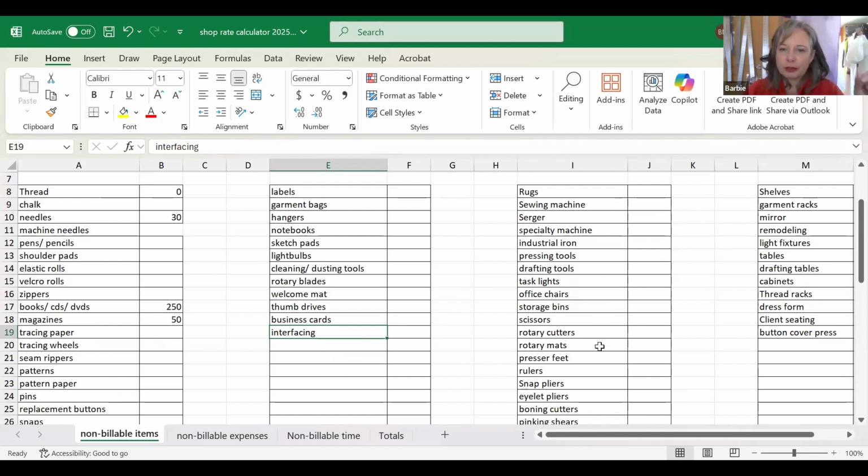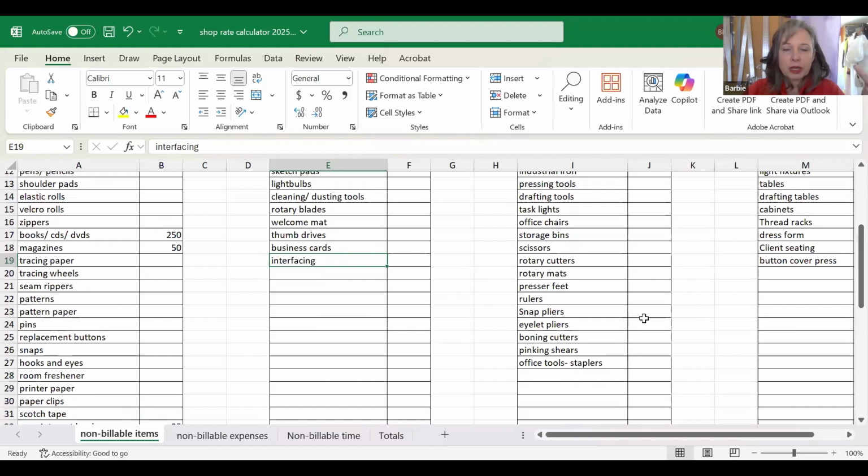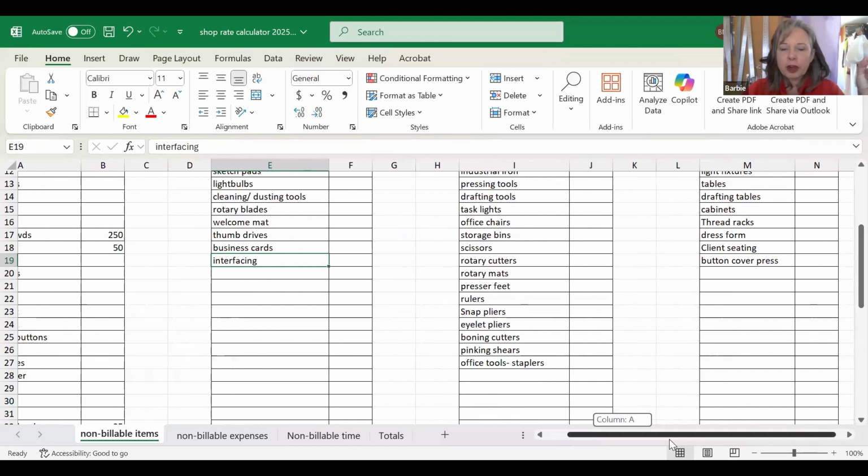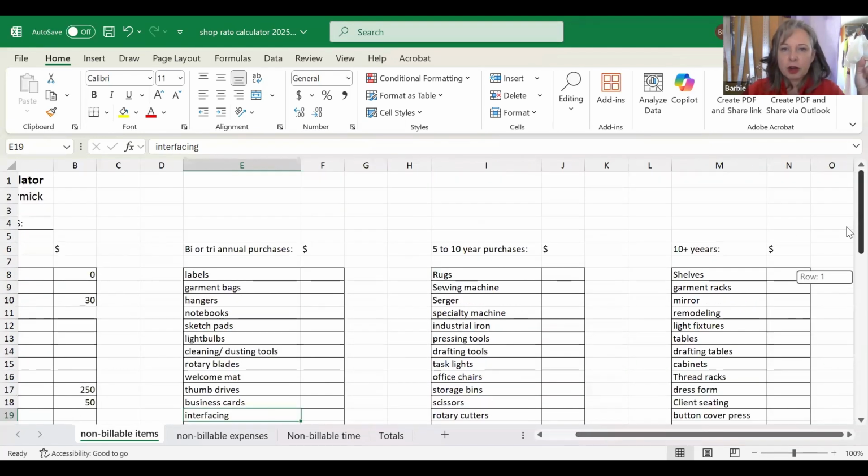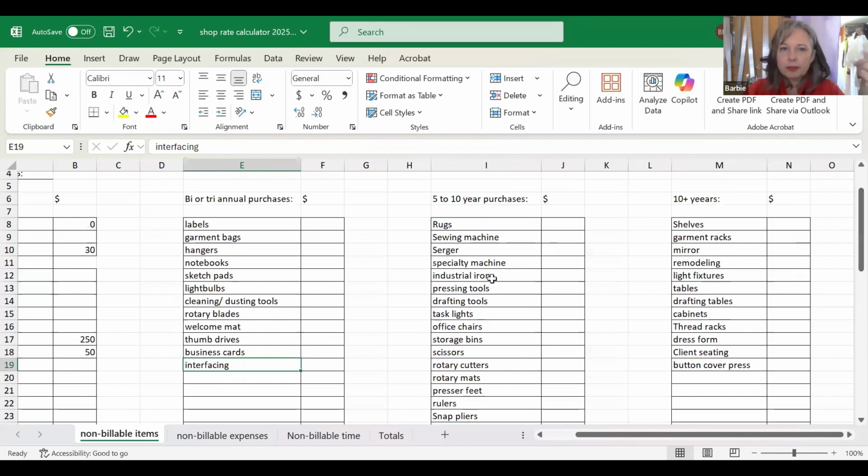Get a new one every few years. Presser feet, rulers, pliers, boning cutters, pinking shears, office tools, staplers, hole punches, whatever you need. If they are something that you are going to buy every 5 to 10 years, put them in this category. They are still part of your overhead.